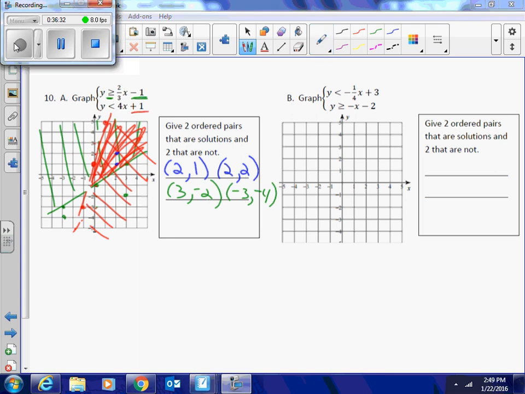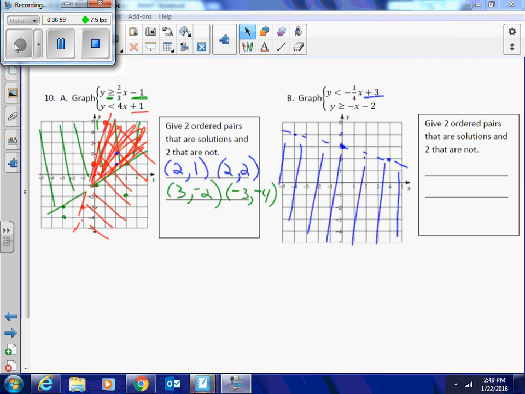Okay, on our second set of systems of inequalities, we've got a y-intercept here at +3. Our slope is negative, so I can fall 1 and run forward 1, 2, 3, 4. Also rise 1 and run forward 1, 2, 3, 4. And I want a dotted line. And this says y is less, so I will shade below the line.